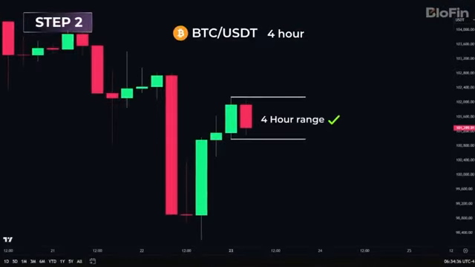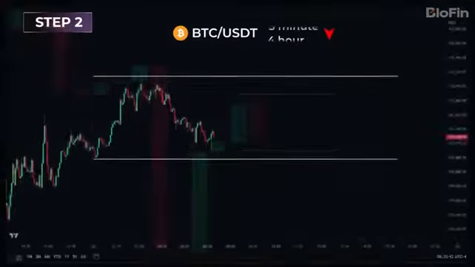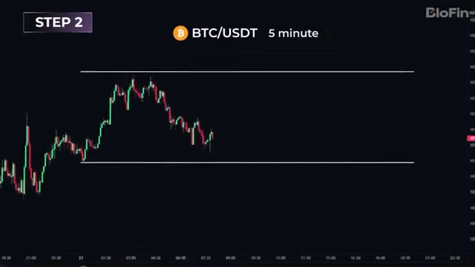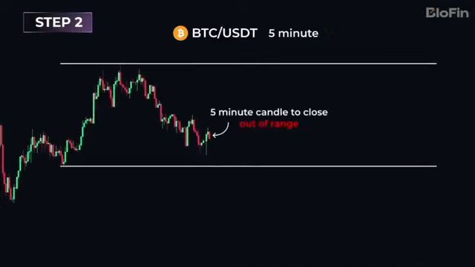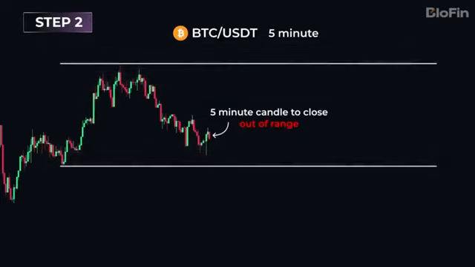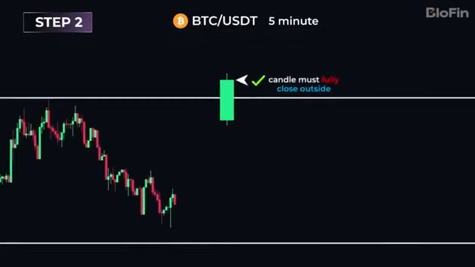So after the 4-hour range is identified, we go down to the 5-minute time frame to look for scalp setups. So, the setup we're looking for is when the 5-minute candle closes outside of the range, either the range high or range low. But again, the key here is the candle must fully close outside, so wicks alone don't count.